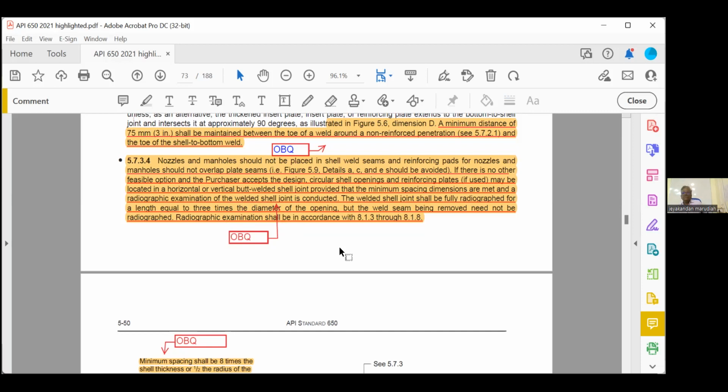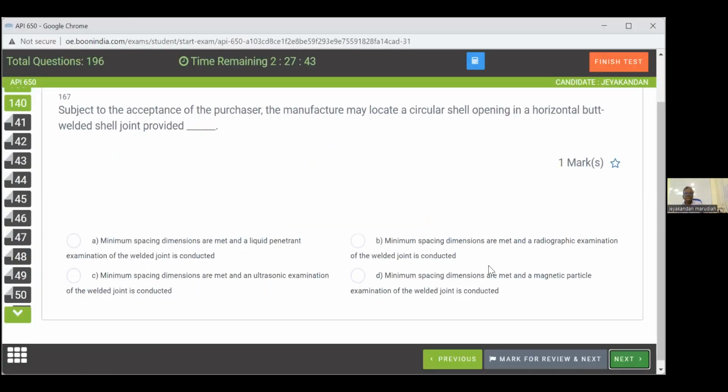It is given in 5.7.3.4. If there is no other feasible option and the purchaser accepts the design, circular shell openings and reinforcing plate may be located in a horizontal or vertical butt weld, provided the minimum spacing dimensions are met and the radiography examination is conducted. So how much distance do we have to radiograph? I told you, 3 times. If it is 3 inches, we have to take 3 times. So that is the answer. Minimum spacing, radiography. Okay. Yeah, B. Next one.